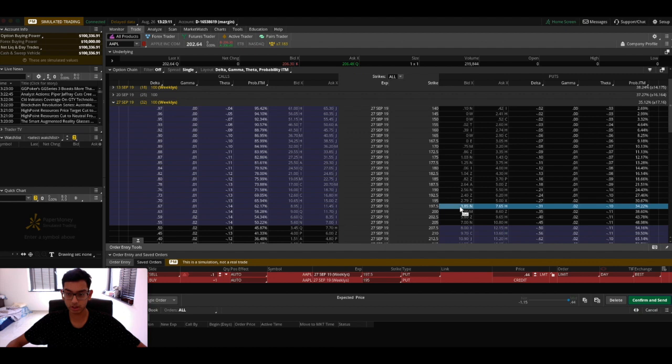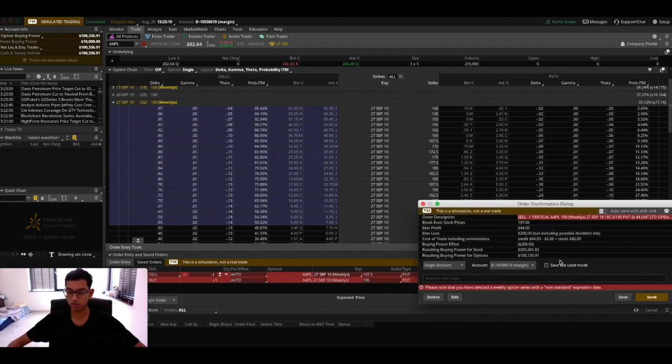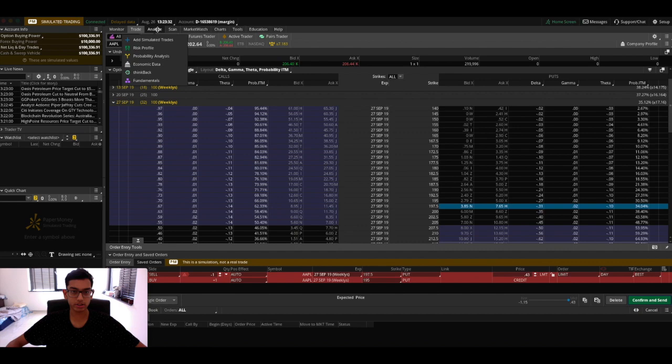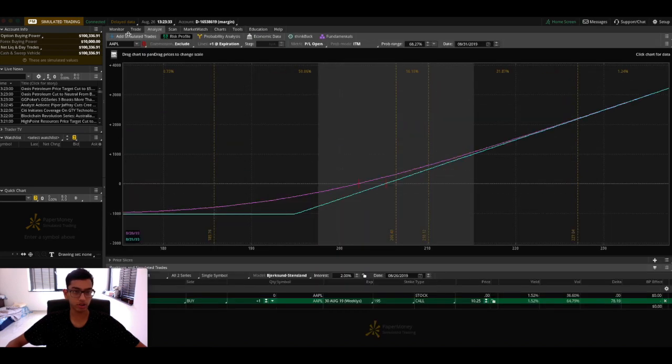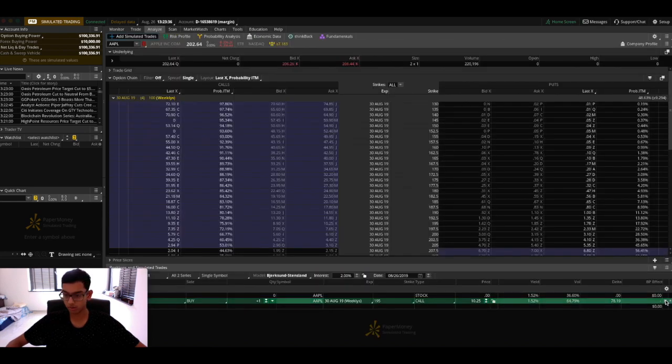$279, and I'll be receiving $385 on this one. But that's obviously when the market opens. So if I confirm and send this order, I'll receive $44, and I'd have to put in $206 for this trade. So maybe if I went to analyze, that would be a bit better, because then we can actually see them.